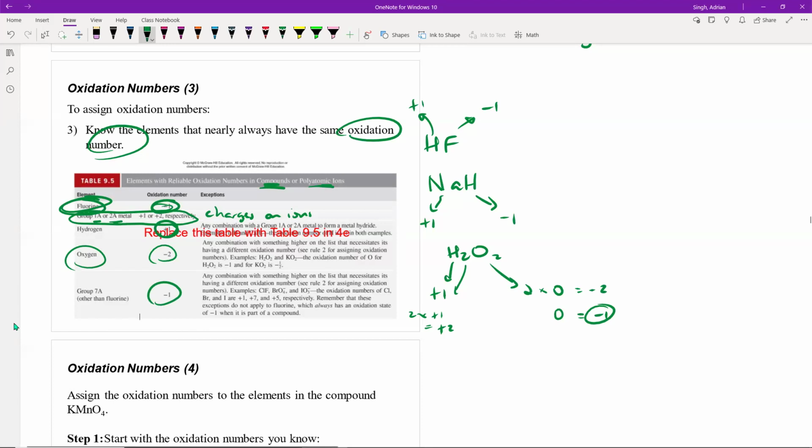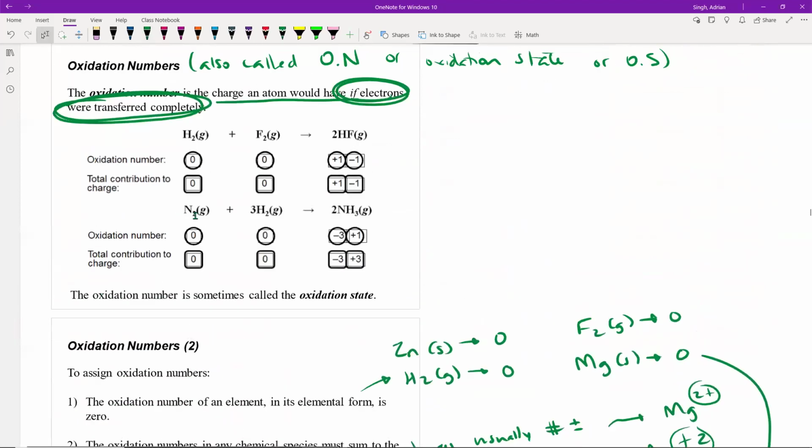Okay, let's take a look at an example. I have to actually go back to the example we looked at up here. In the case of this reaction, we have hydrogen and fluorine forming HF. So H elemental form 0, fluorine elemental form 0, and the contribution to the overall charge, that's the number in the square, and you'll see this in your textbook as well. This is the notation that your textbook uses. In the case of HF, we know F is always -1, which means that H has to be +1.